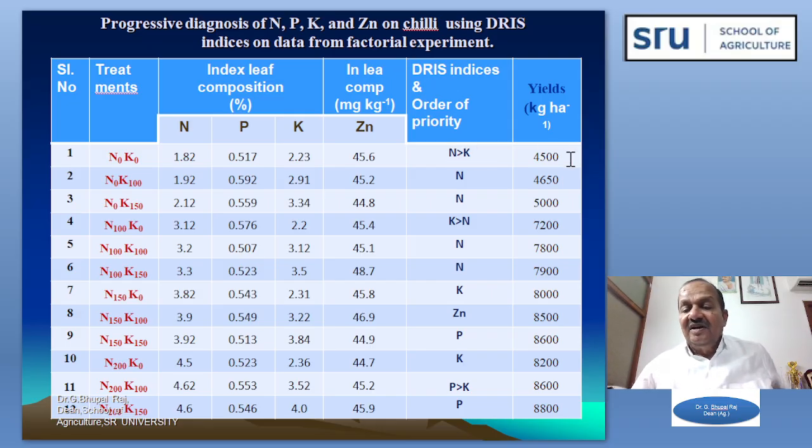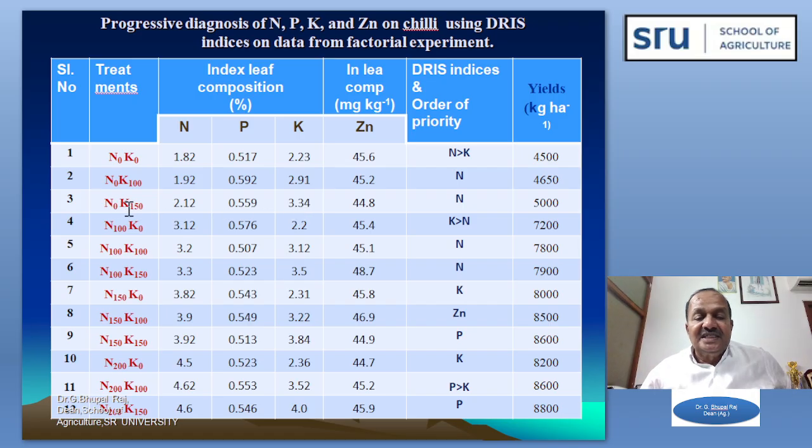There we got, for example, 4,500 kg per hectare of yield. Then what happened for the next treatment? Here nitrogen is control, and we increased the potash to 100 kg. When we increased the potash to 100 kg, the potash, which was the yield limiting nutrient in the first combination, has gone. Now potash is not limiting because here we applied potash. That means the testing value is reflecting good, and yield is slightly increased. We have taken care of the potash limitation here.